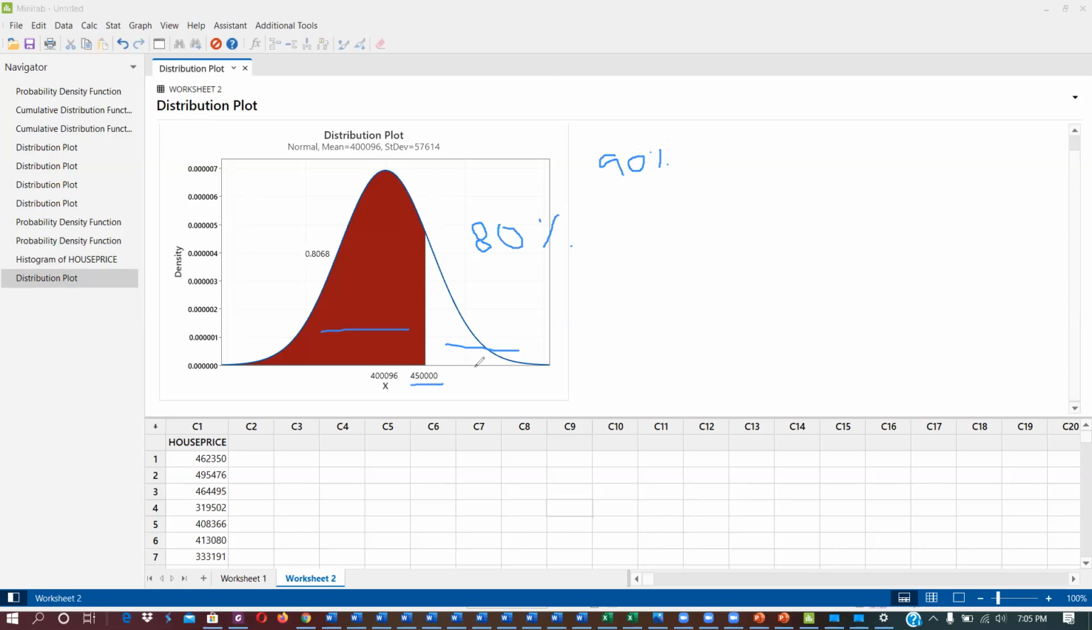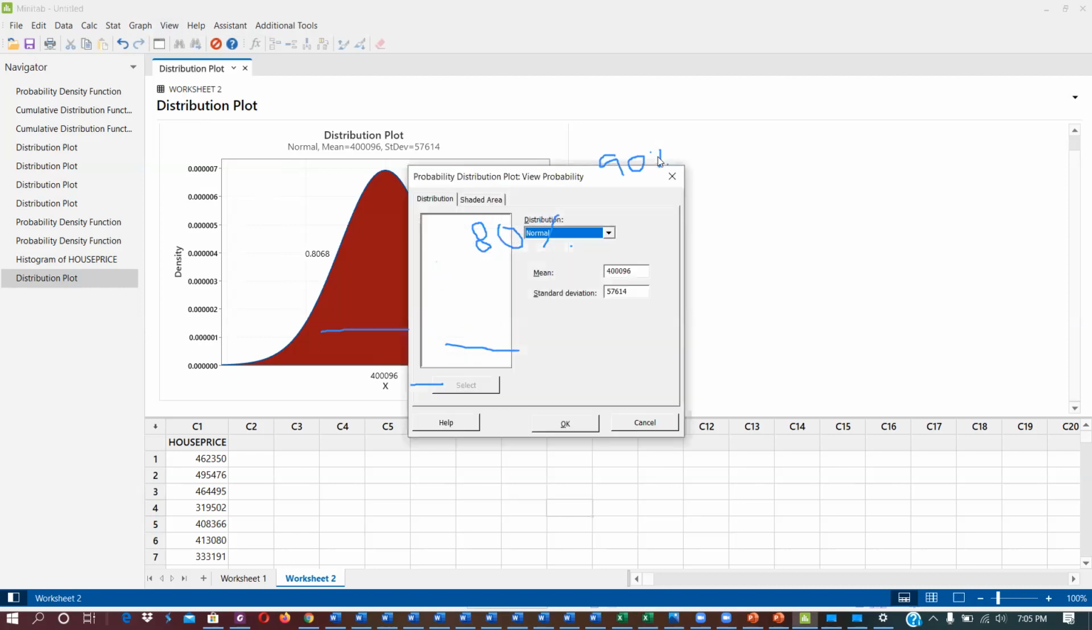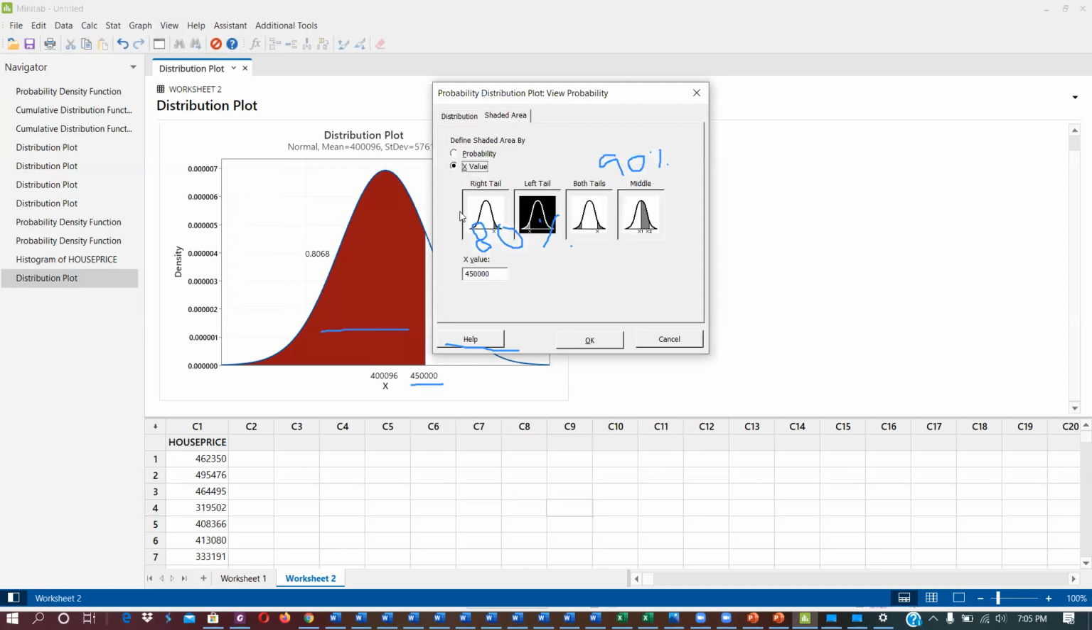Now I would like to sell my house in the top 10 percentile. My house value should be at the 90 percentile of the area. Then how can I decide the price of my house? Let me do the same thing again. Graph, probability distribution. Here I have exactly the same numbers. Under this, I'm going to check the probability, and instead of 5%, I'm going to use 90%.